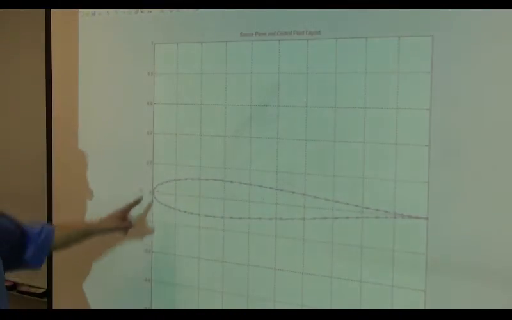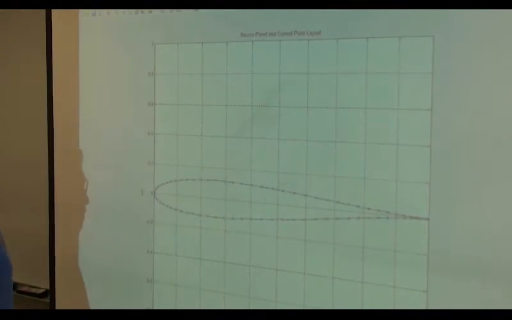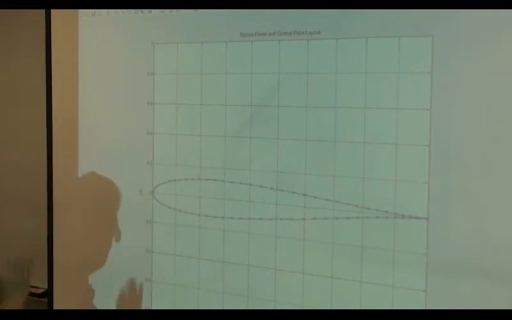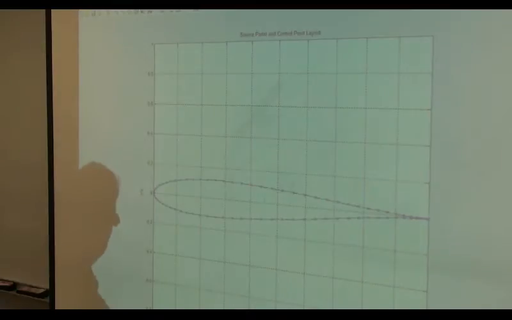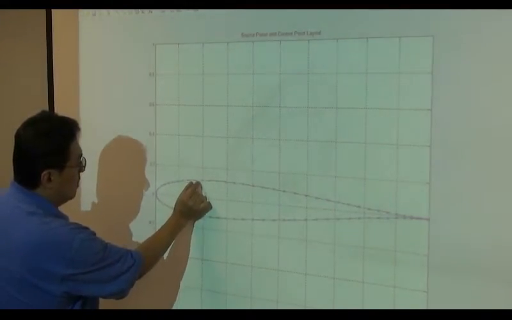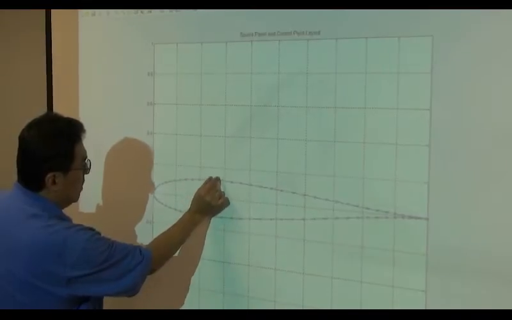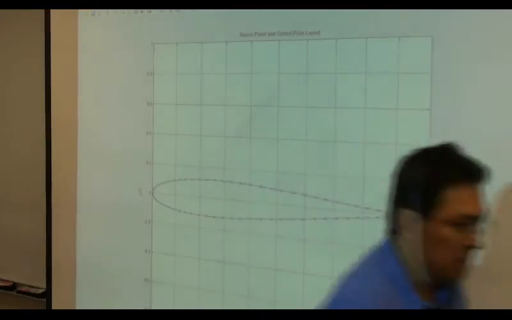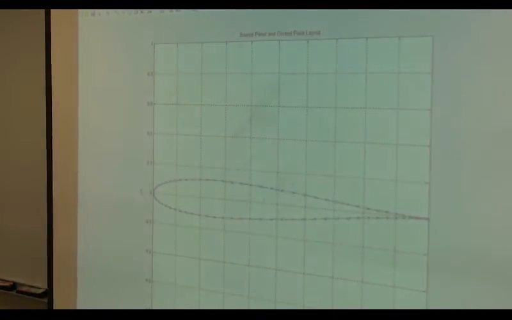So total 40 panels representing Joukowsky theoretical airfoil shape. Okay? So each panel seems to be, this is one panel, the other panel, the other panel, the other panel. So this is a control point of each panel. That's where I compute CP.